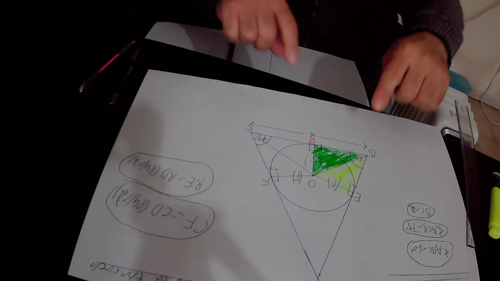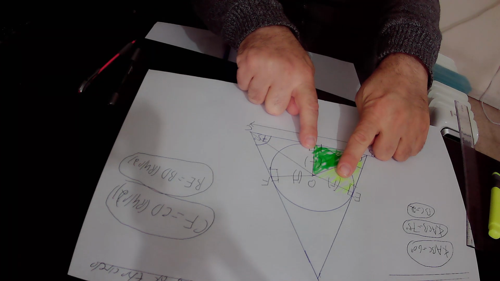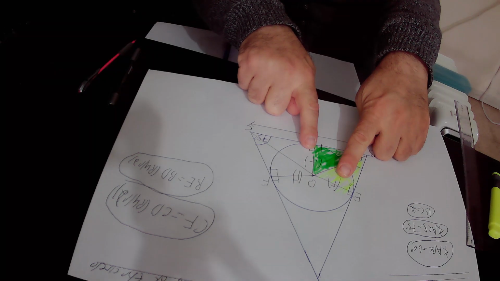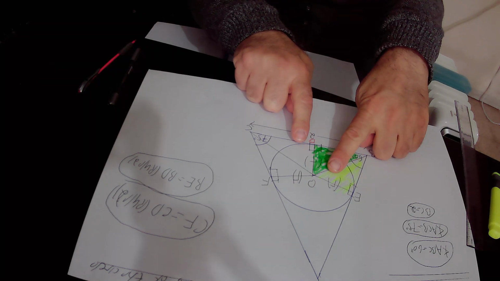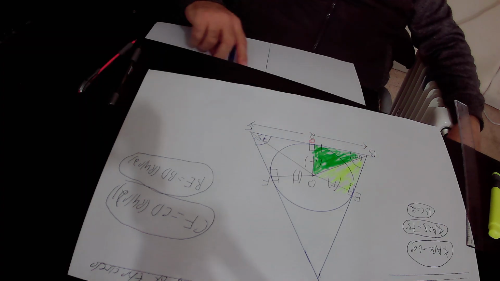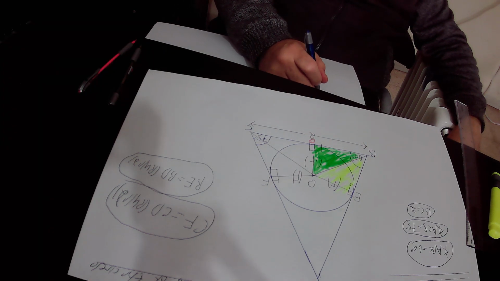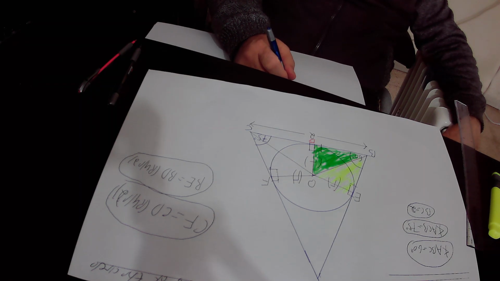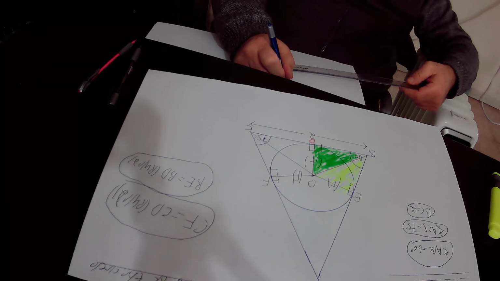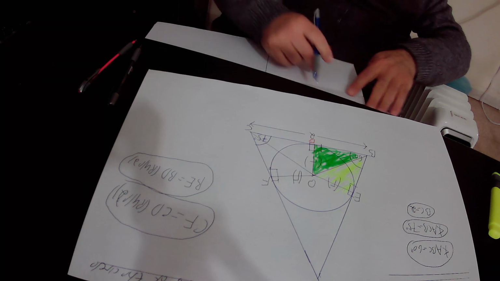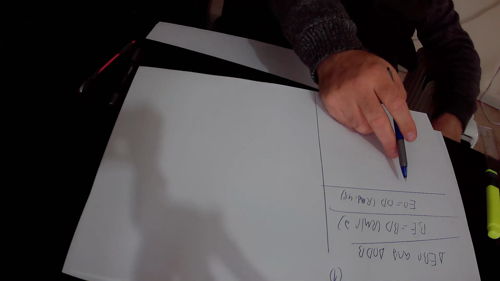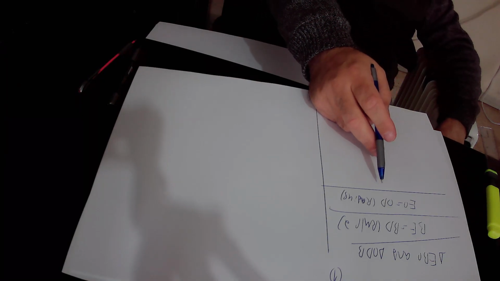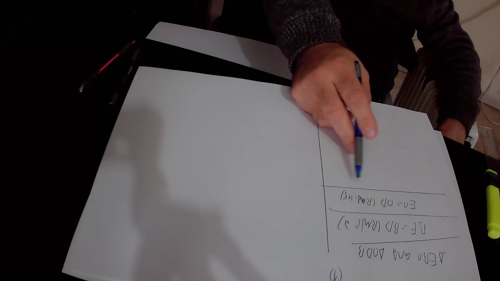In addition, those two sides are both the radii of this circle, therefore they are equal to each other. So EO equals OD. Side EO in the yellow triangle equals side OD in the green triangle. They are both the radii of the circle, therefore they are equal to each other.